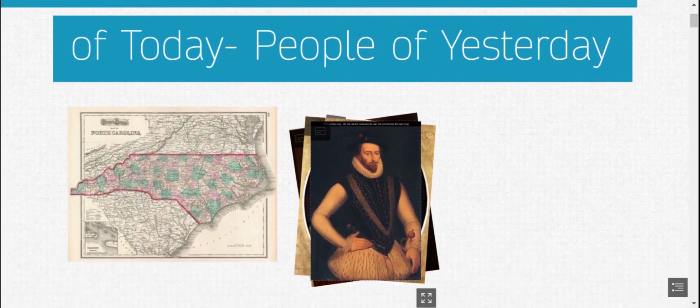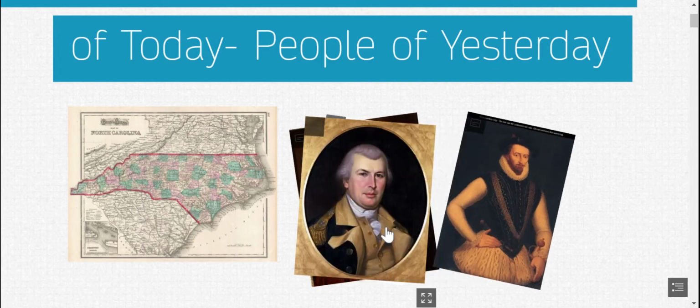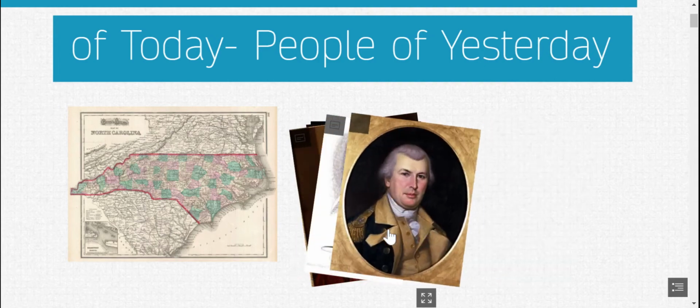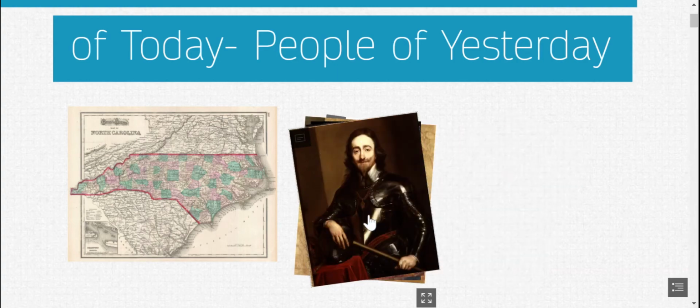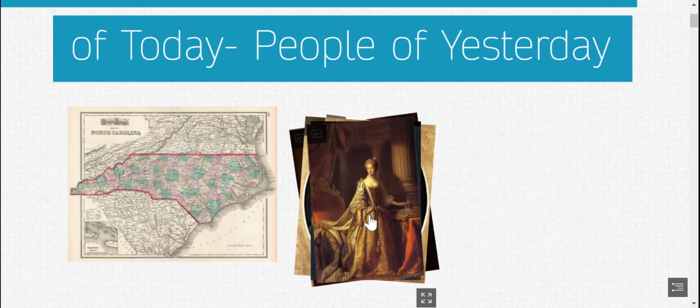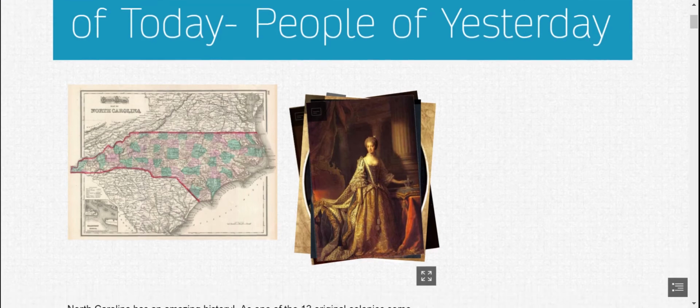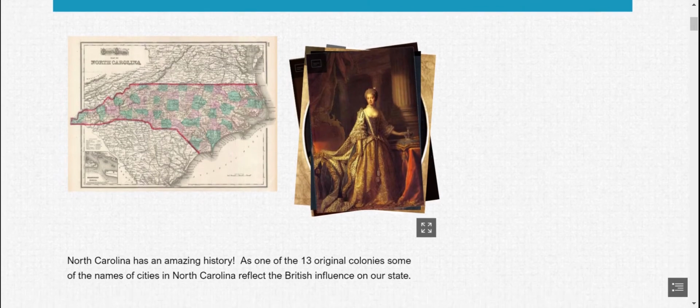Speaking of people from yesterday, here's some pictures of some people who have their names around or on the state. Here we have Sir Walter Raleigh. We have Nathaniel Greene, Joseph Winston, King Charles I, and Queen Charlotte. So, as I was saying some of these names, you might have been thinking, oh, that's who that's named after. That's who that town's named after. Well, we're going to take a closer look at these people and their impact on our state.